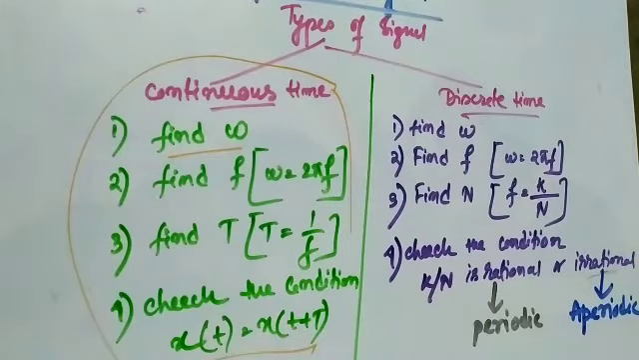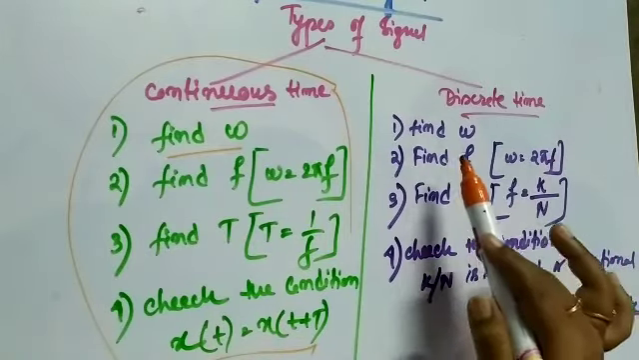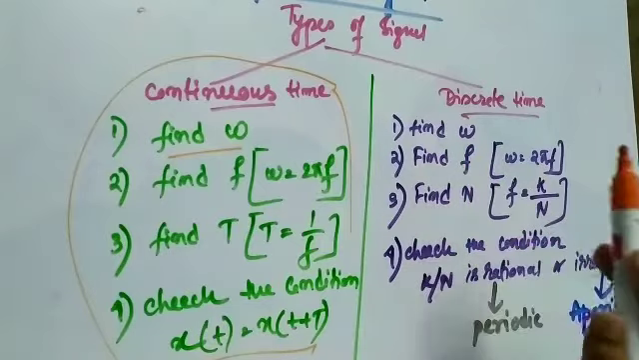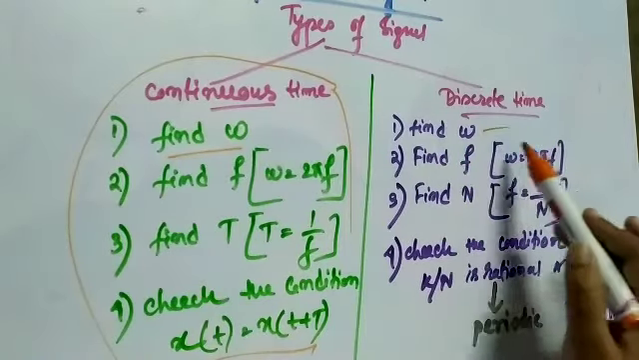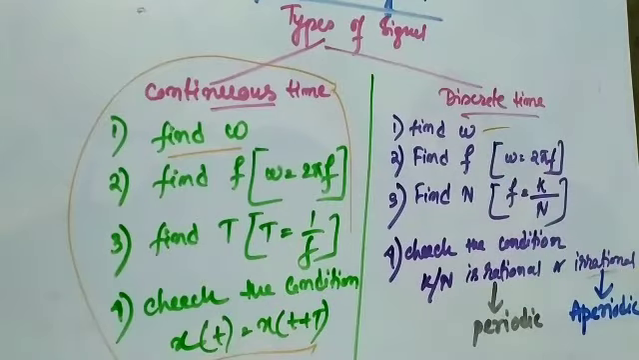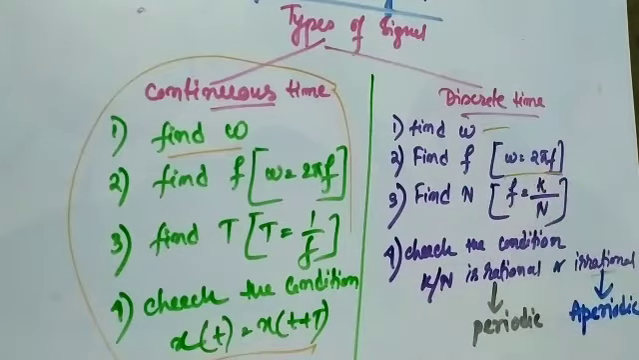Now for a discrete time signal, there is some modification. The first step is to find out the omega in the question given. Then if omega is given, find the f by the formula omega equals 2 pi f. Up to this, the process for both signals is the same. Now the third step is different from the continuous time signal.